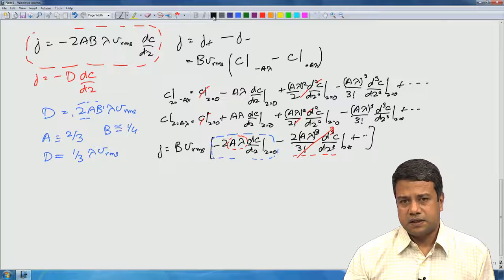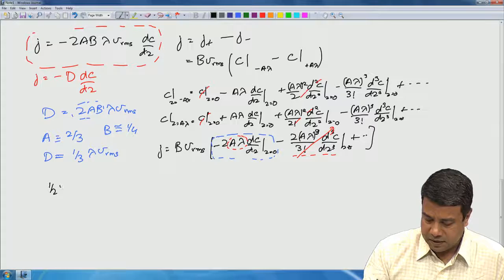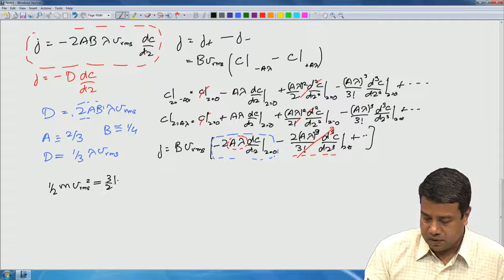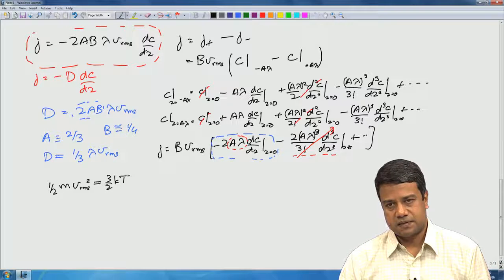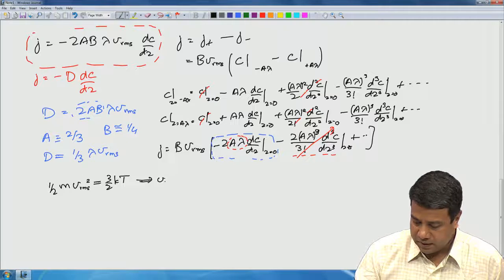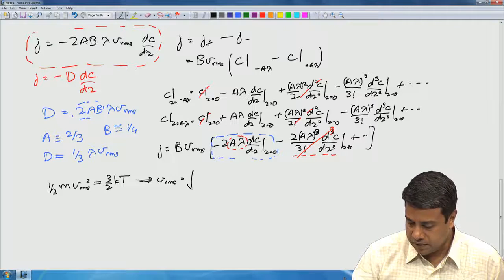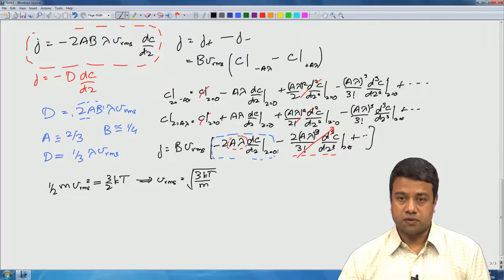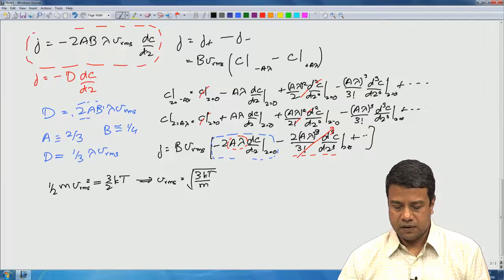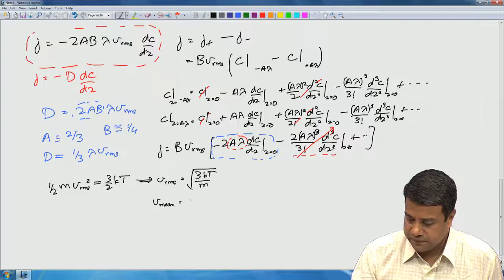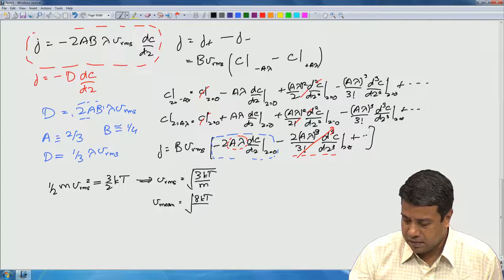The fluctuating velocity in gases can be written in a few different ways. Typically, half m Vrms square is equal to 3 by 2 kT for monatomic gases from the equipartition of energy, which implies that Vrms is equal to root of 3 kT by m. So, this is the root mean square of the fluctuating velocity of the molecules. You can also define a mean velocity.